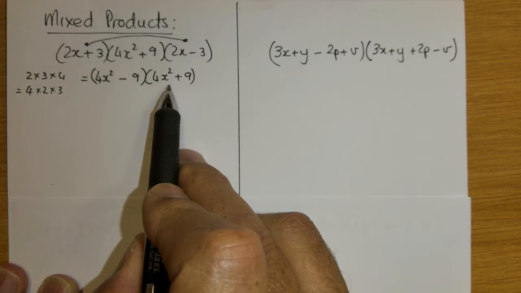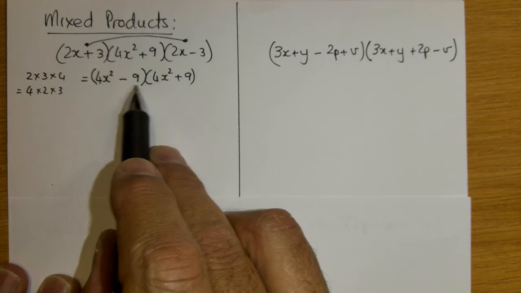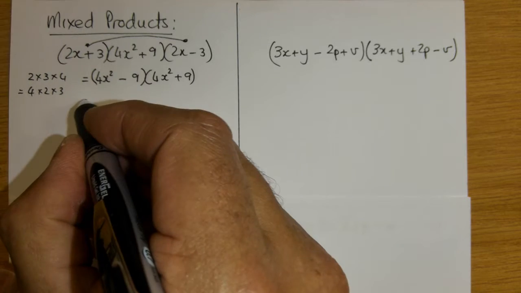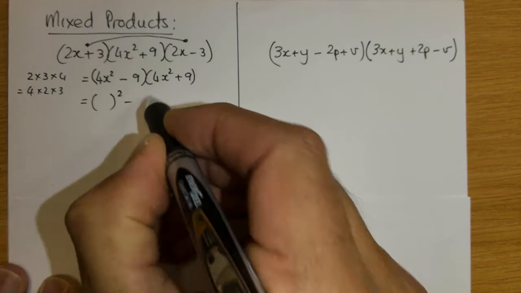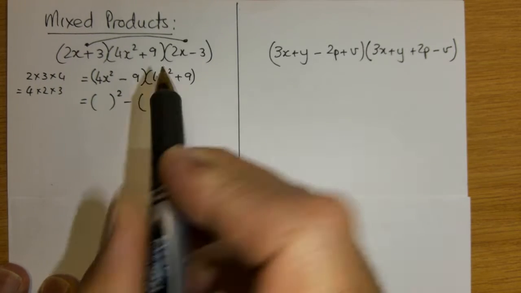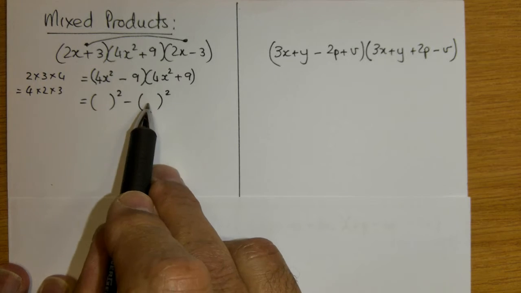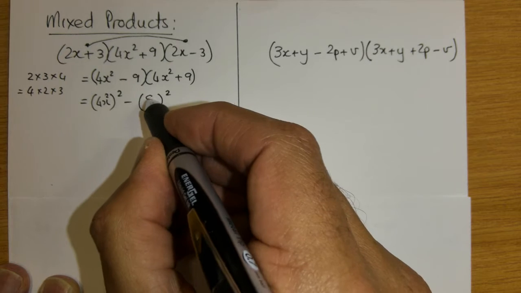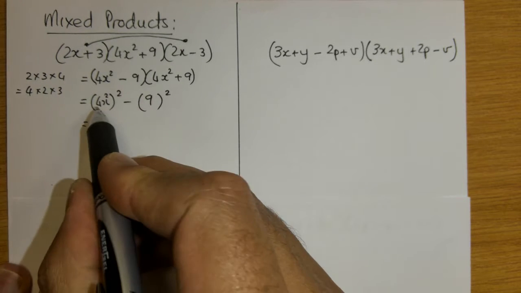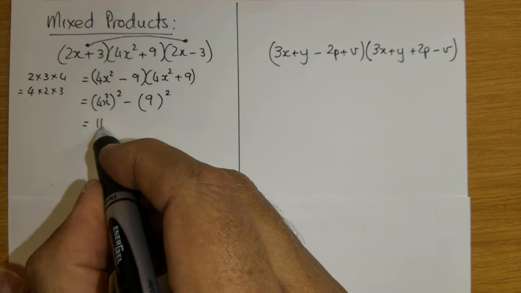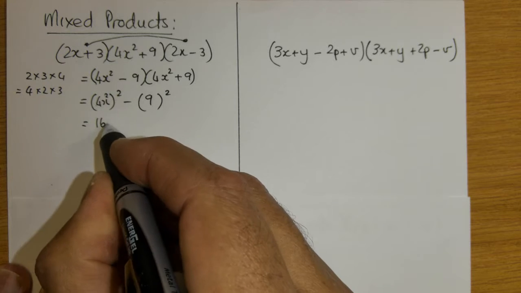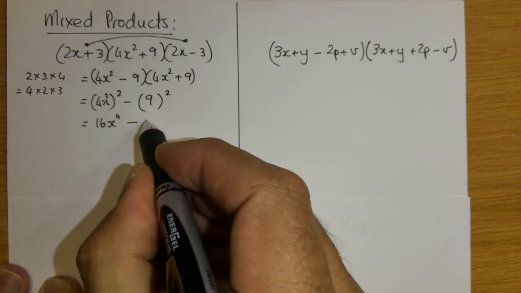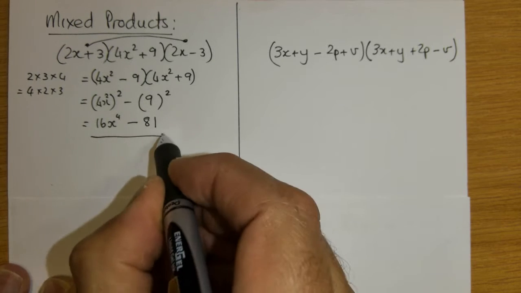And look at what just happened here. It's the same thing again. It's a minus b, a plus b, which is the first thing squared minus the second one squared, the difference of 2 squares. This here is 4x squared, and this there is 9. So I get 4 squared, which is 16x to the power 2 to the power 2 is x to the power 4, minus 9 squared is 81.